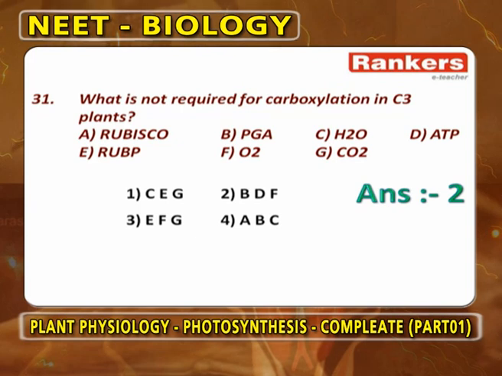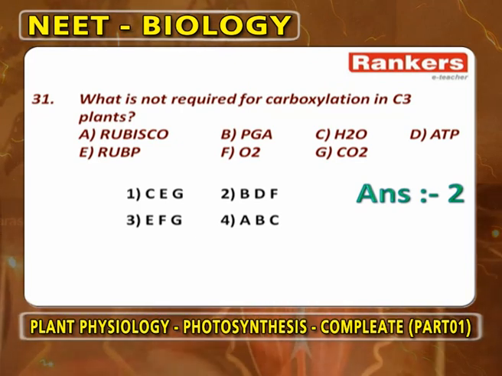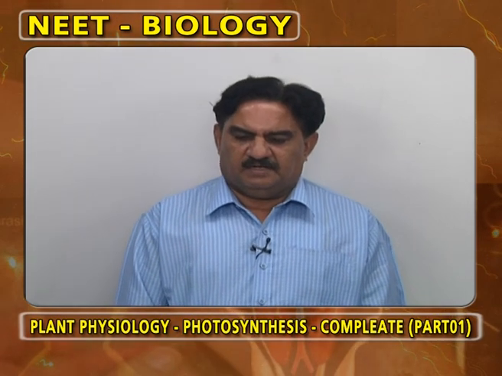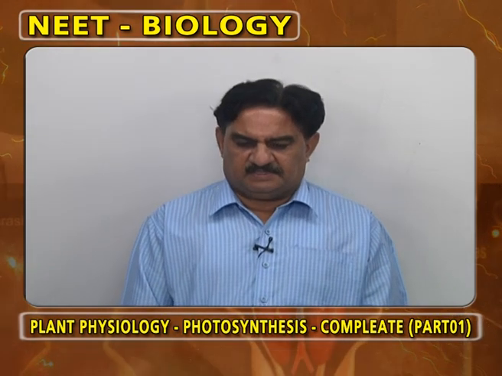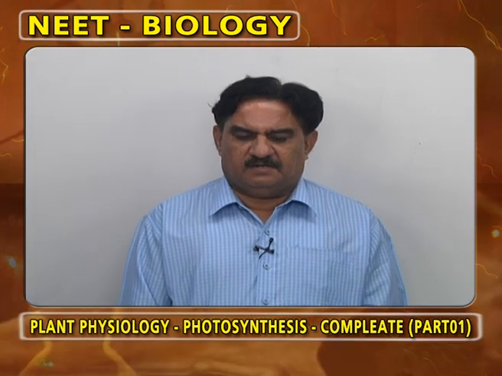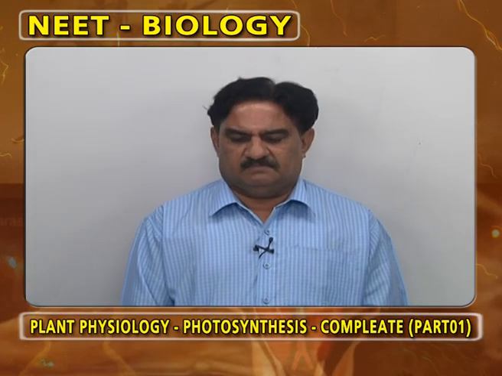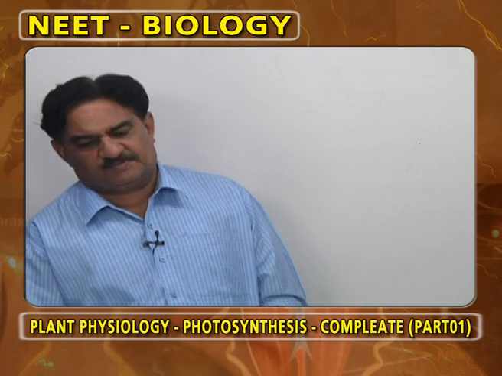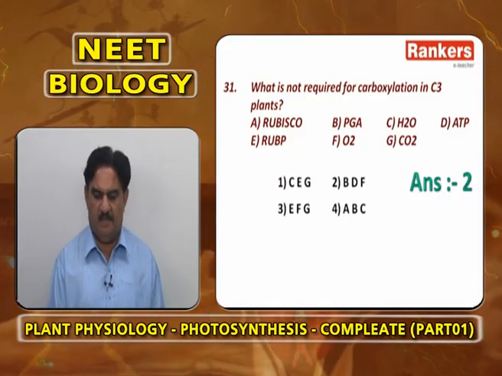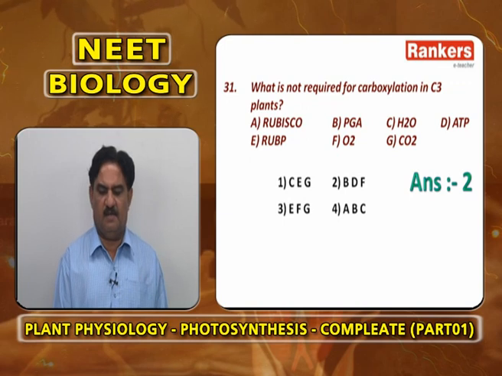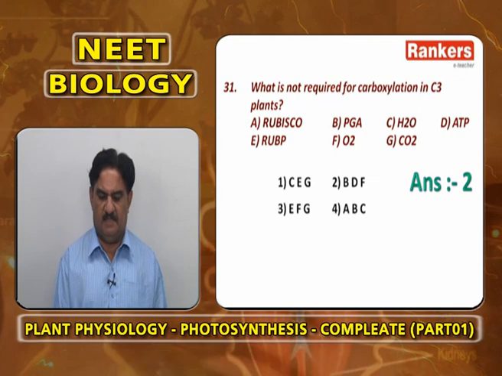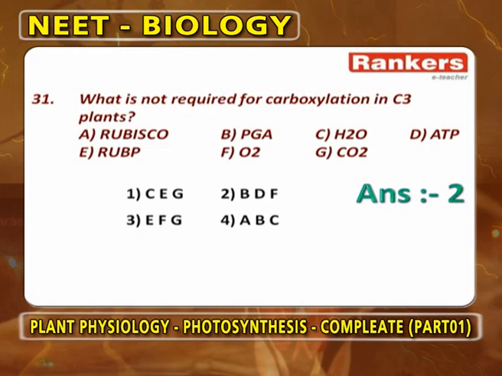What is not required for carboxylation in the C3 cycle? Rubisco is required, PGA is not required, H2O is required, ATP is not required, RuBP is required, O2 is not required, CO2 is required. Which are not required means B, D, F. What is B? Phosphoglyceric acid. What is D? ATP, and F, oxygen. These three are not required for carboxylation in C3 plants. C3 plants do not require phosphoglyceric acid, ATP, and oxygen. B, D, F.